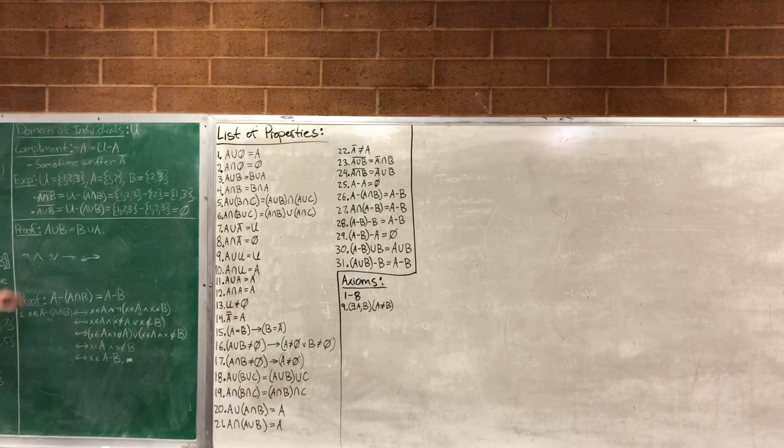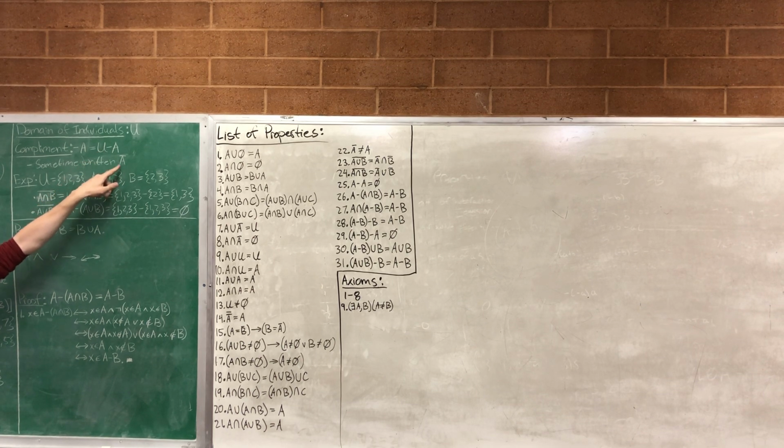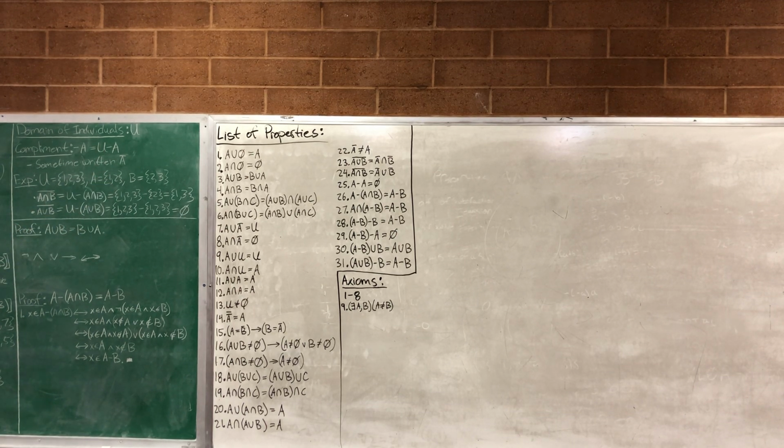So the complement of A, we're typically going to write it like this, but as we're doing proofs, sometimes we need to go back and write it as U minus A. The complement of A is everything in the universe that's not in A. Or it's a set of everything not in A, is how we'll typically say it.